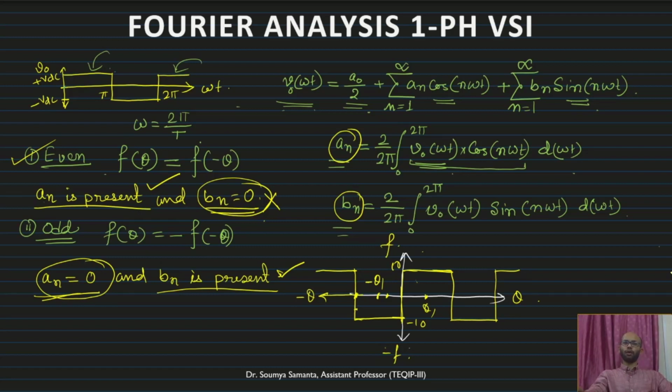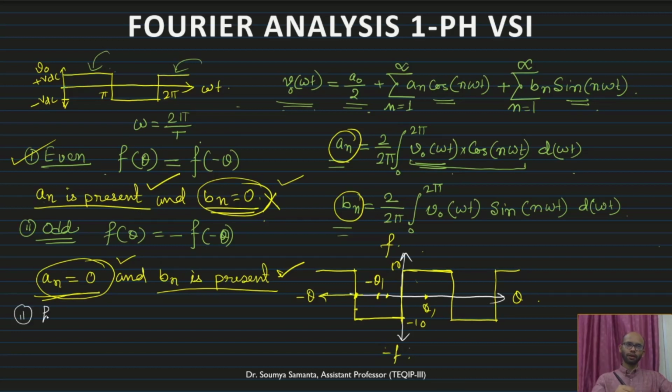Now you can ask how I am telling this. You just take any example of even symmetry, similar to the examples I have given here, and check. If you check, you will find that you are getting bn equals 0 here and an equals 0 there. You can check it. Now before going back, there are two other symmetry terms. Let us discuss those also.